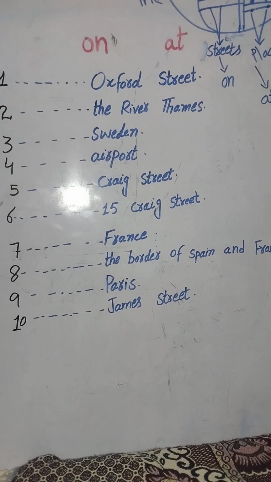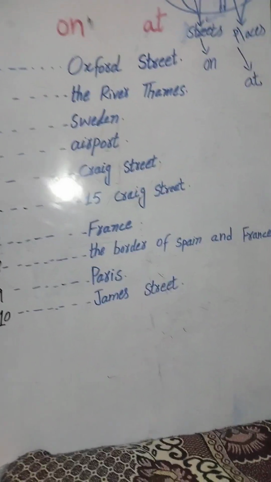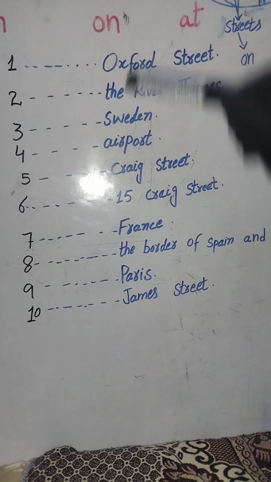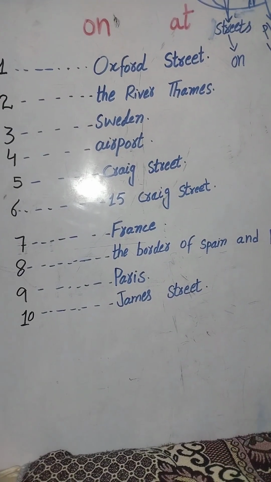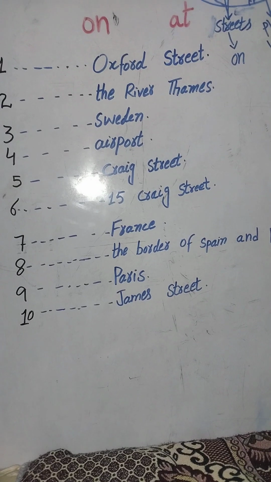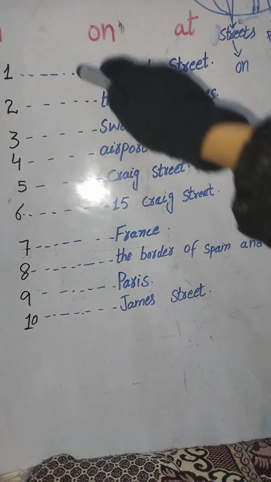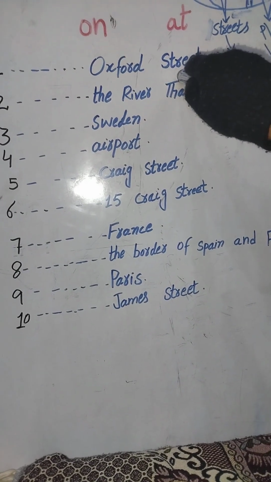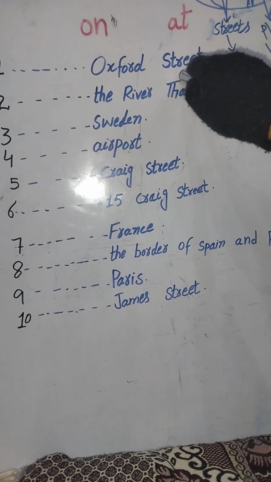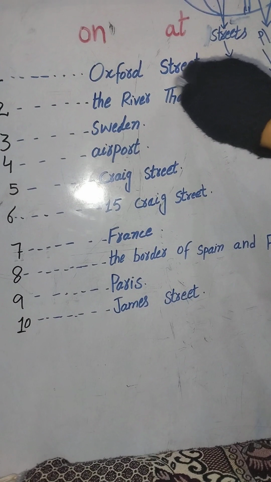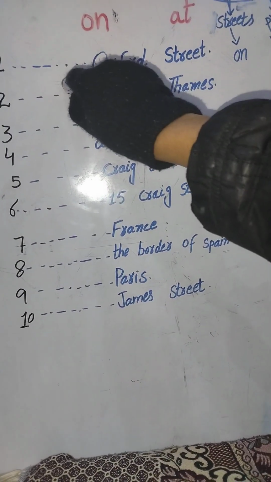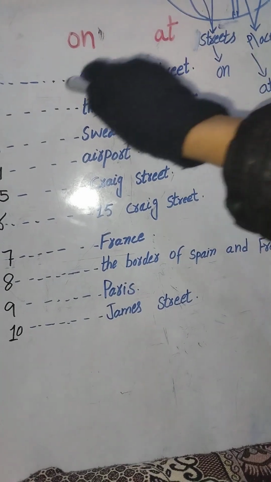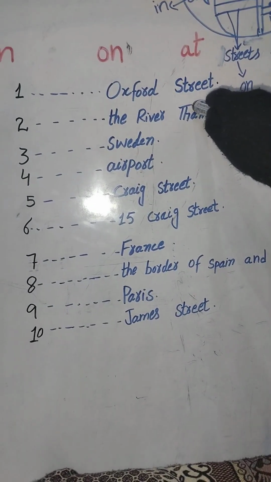Preposition of places: in, on and at. And when do we use that? Here we have "blank Oxford Street." So what do you think? It is in Oxford Street, on Oxford Street, at Oxford Street.